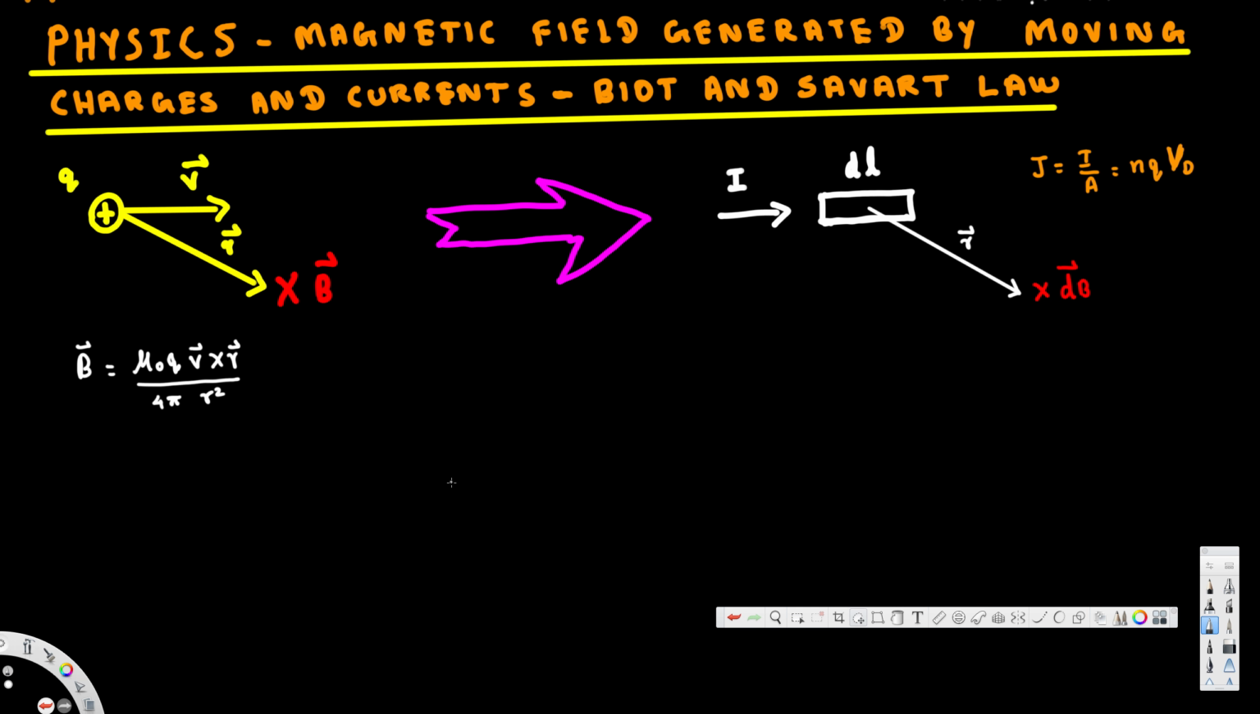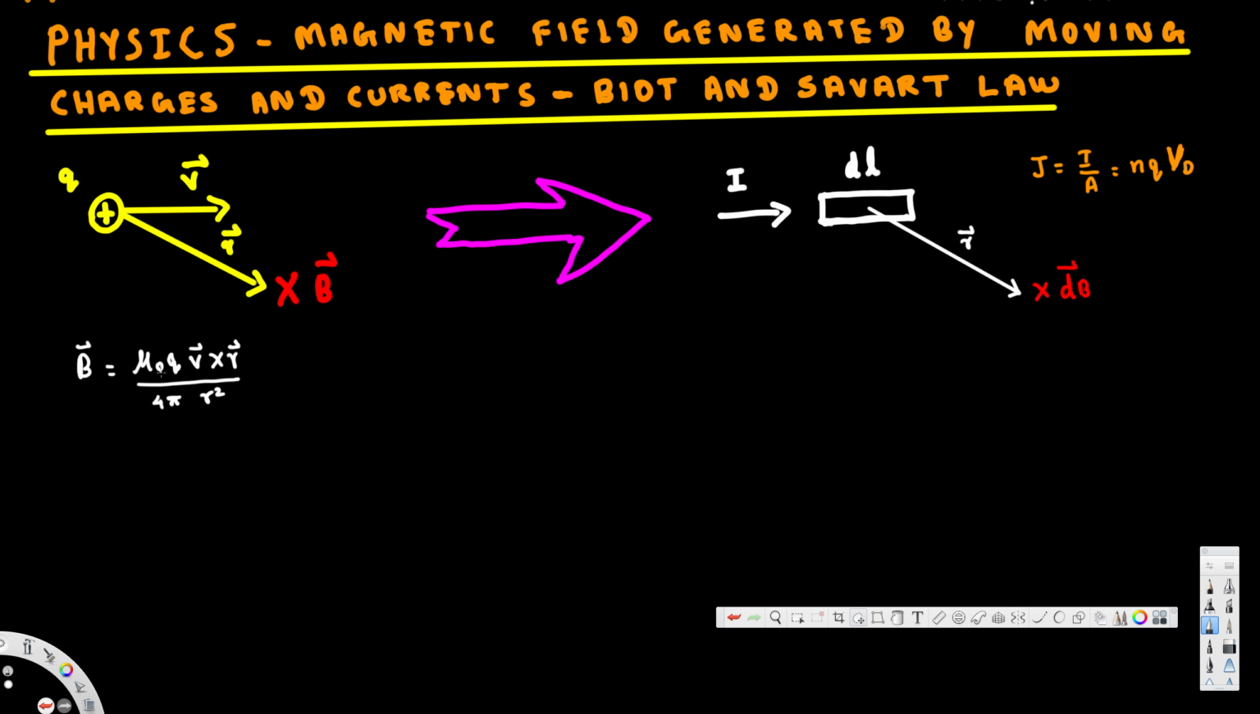Guys, in this video we are going to see how to derive Biot-Savart law. But before we do that, first of all we have to know what happens with a single charge, like when we have a single charged particle moving through space, what's going to be the magnetic field? That is given by this equation. B is equal to mu naught q v cross r over 4 pi r square.